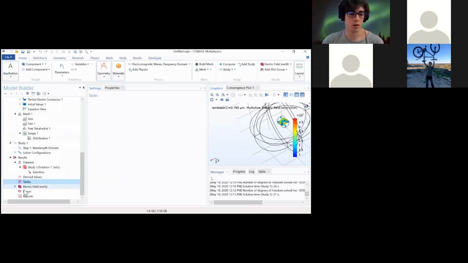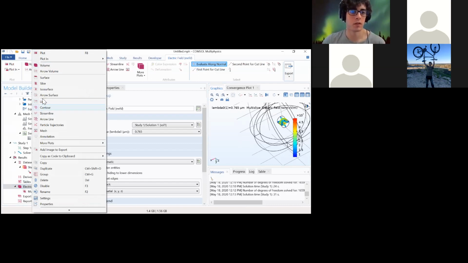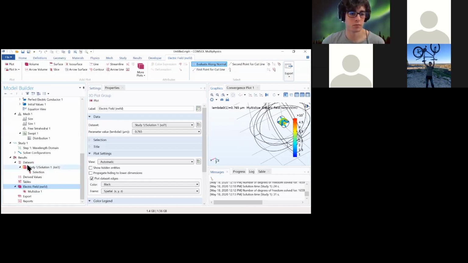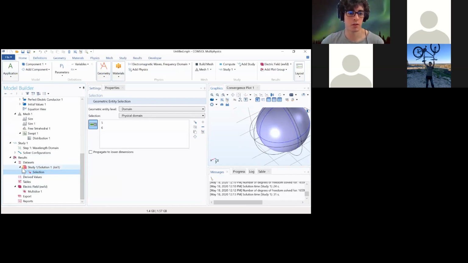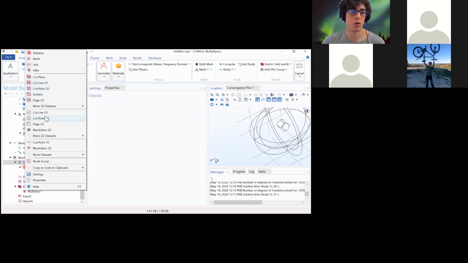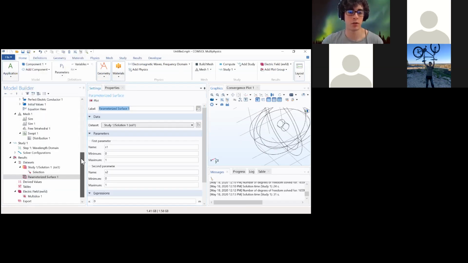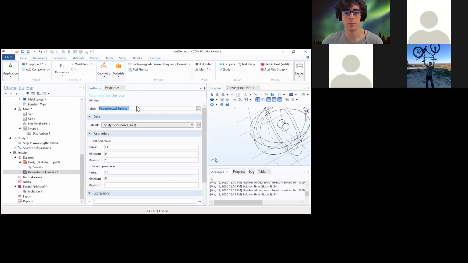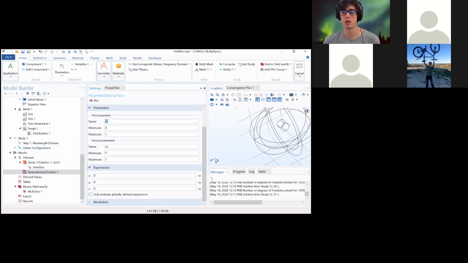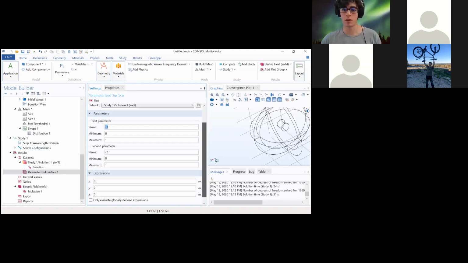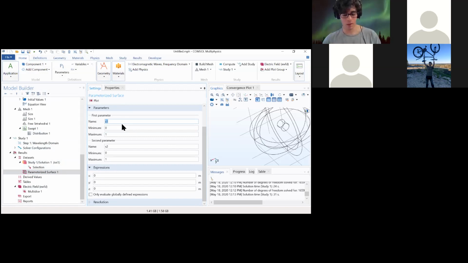Okay, now we'll visualize the field simply to show you. So first I made a selection, and I will add a second data set to actually show the force distribution better. I made a parameterized surface. This kind of data set helps you to visualize better the in plane force distribution. I will show you why. Actually, you can define your own parameters. So, okay, I will show you fast.